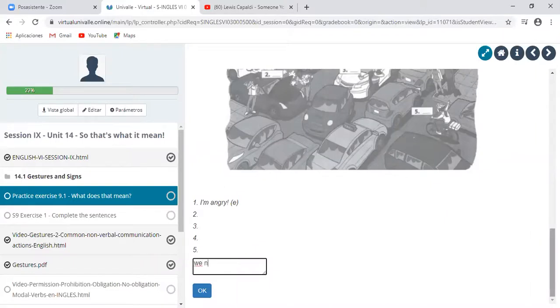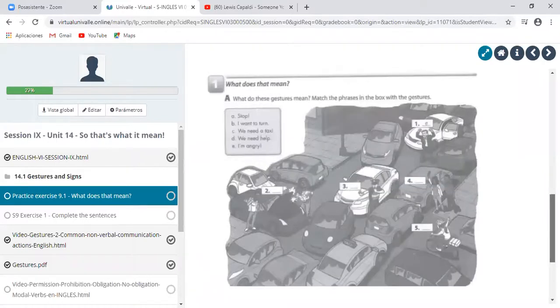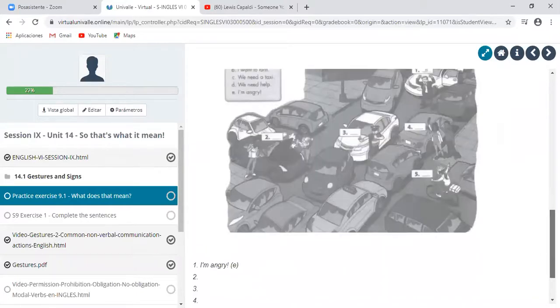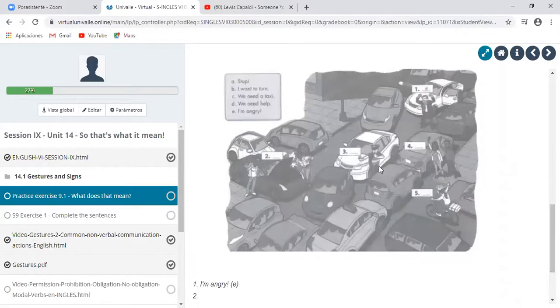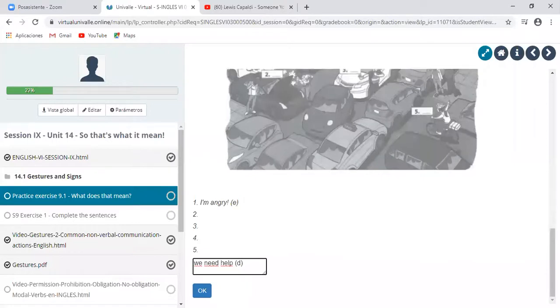We need help. Letter D. Okay. Image number three, what does it refer to? This image, okay? What does it refer to? Letter B. I want to turn.